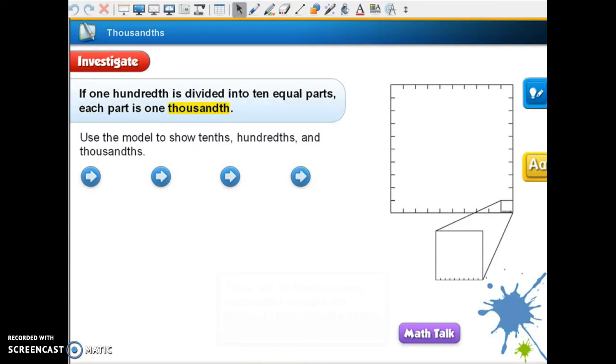Here we go. It says if 1/100th is divided into 10 equal parts, each part is 1/1,000.